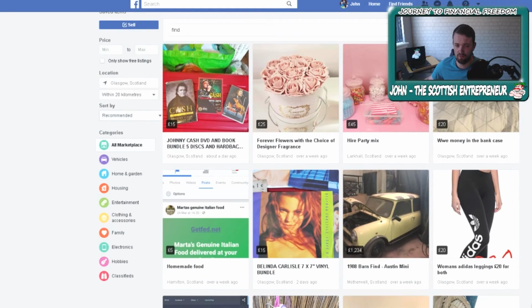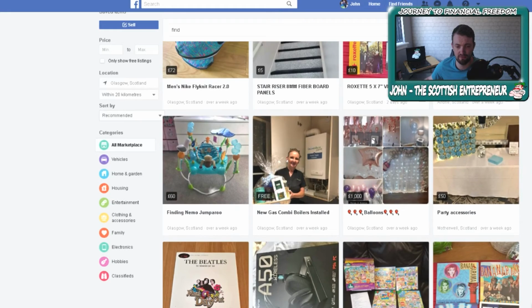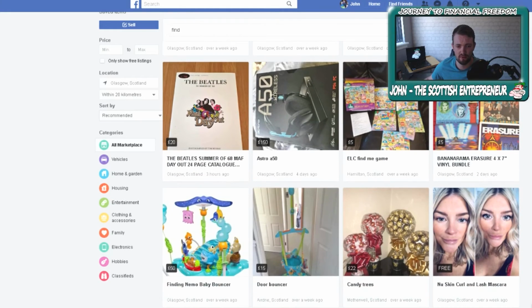So it gives you a lot of random things. It doesn't even have to relate to that keyword. You're solely filtering it out. Wait a minute. Okay, so I've found something here. I don't even know what it is. It's the Astral A50. It is a wireless headset. Okay, 2 seconds and I'll check this listing and I will get back to you.